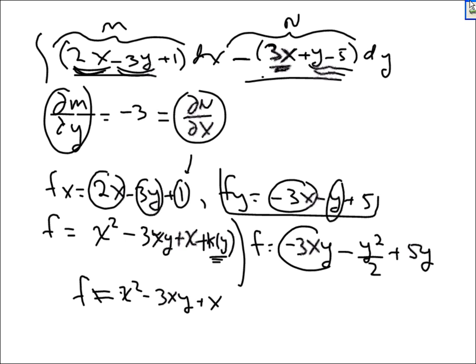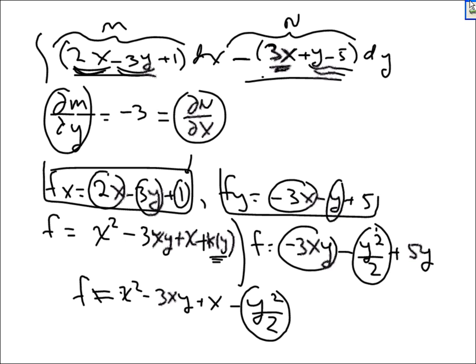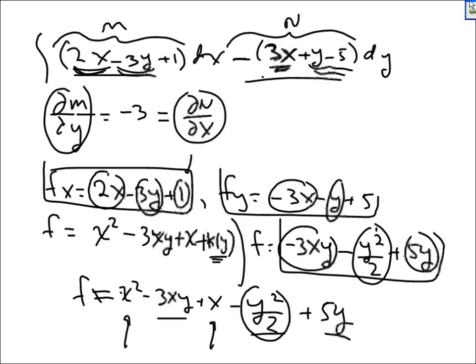Well, I already wrote down this. I didn't write down this. And it won't affect fx because it's still going to come back to this. Because the partial of y squared over 2 with respect to x is 0. Same argument for adding on 5y. Now you may say, but over here we added on x squared and x. Doesn't matter. With respect to y, those partials are 0. So that's f. That is what we want to integrate.